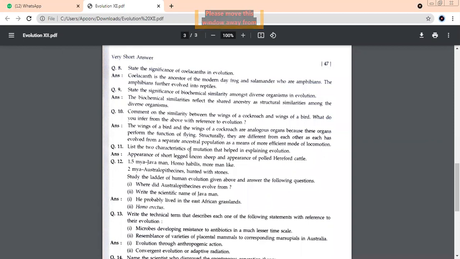Okay, this is what we have to explain, what is the similarity. The similarity is that the function is the same. And what conclusion do we reach? They're different from each other. Why are they different from each other? Because their ancestors were different. Now the 11th and the 12th question. The 12th one is what I did with you yesterday. We have just learned it yesterday, so it'll be easier for you to recollect.